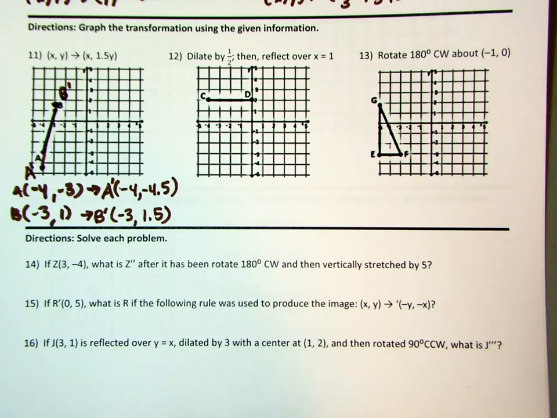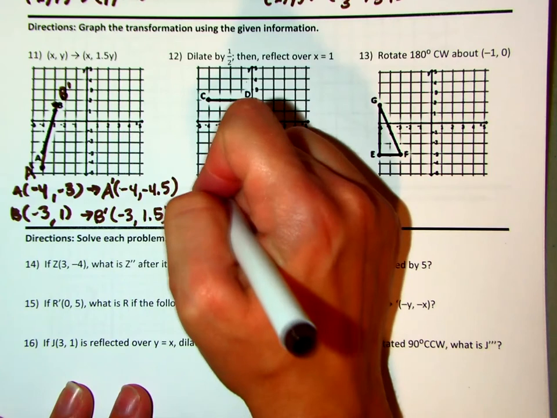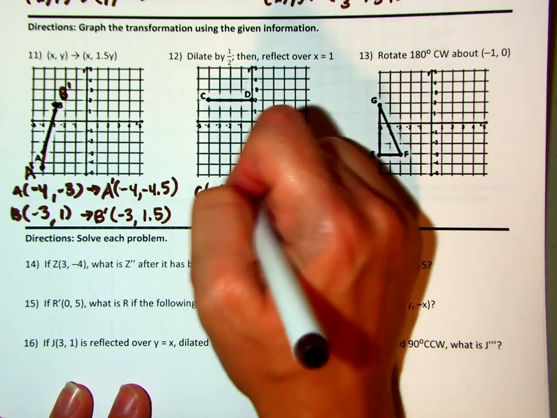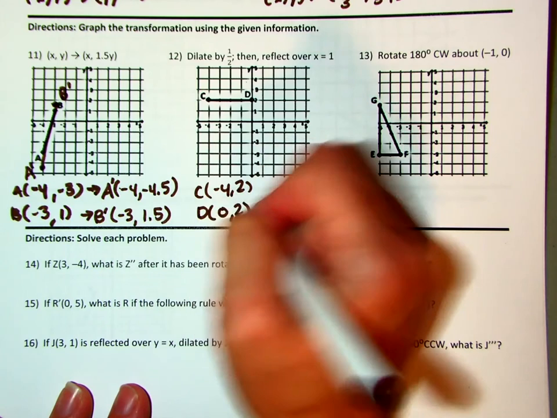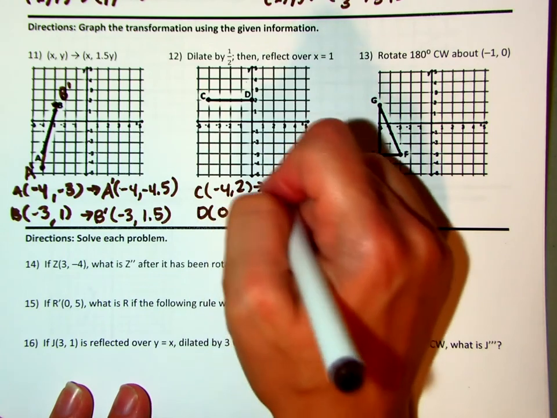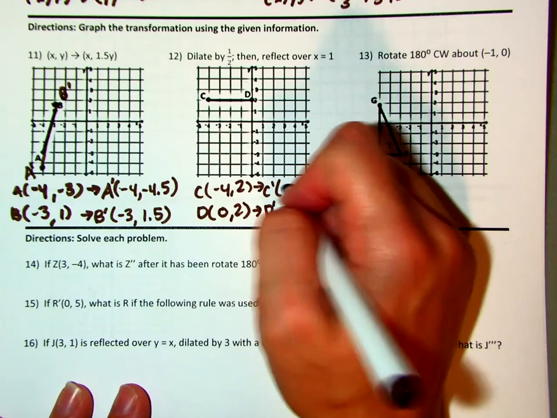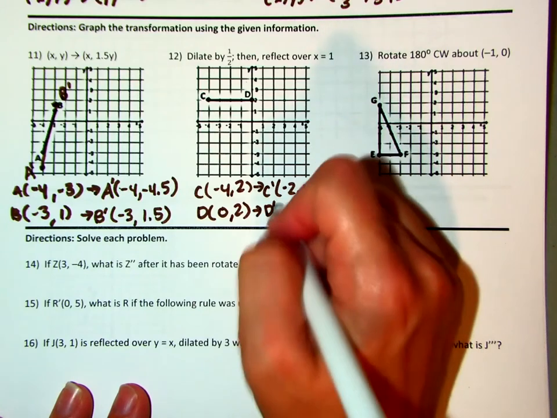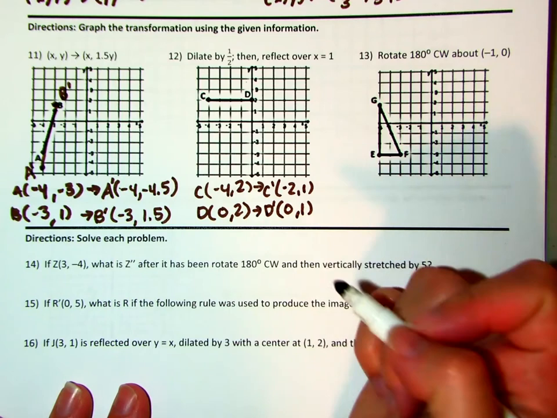Number 12, dilate by 1/2, and then we're going to reflect. So let's go ahead and start with C. C is at -4, 2, and D is at 0, 2. Now when we dilate it by 1/2, that means both the x and the y are going to get multiplied by 1/2. So 1/2 of -4, 2 would be -2, 1. 1/2 of 0, 2 would be 0, 1 because I multiplied every single number by 1/2.